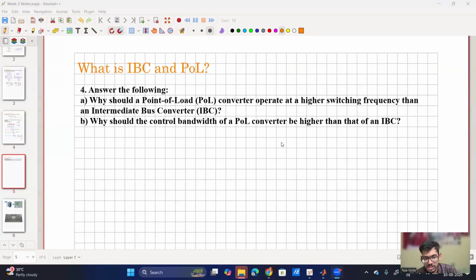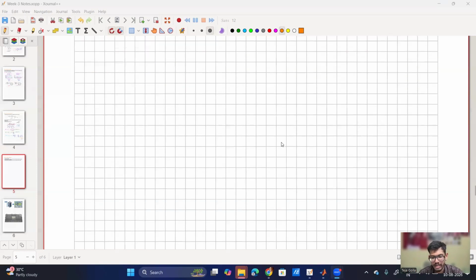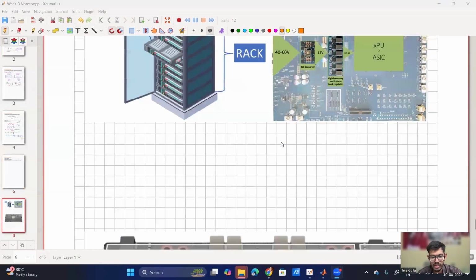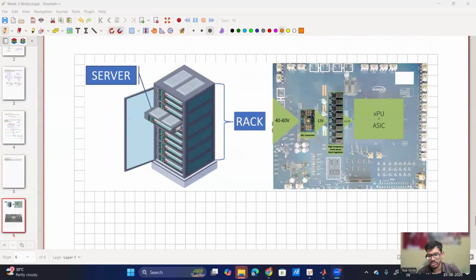Have you gone through sir's lectures? Do you know what is PoL converter? Do you know what is IBC converter? No, Teja, we didn't go through that. Can we get a quick glimpse about this? Yeah, anyway, I was planning. My research topic also covers it a little bit, so I thought I could give you a little background study of this.